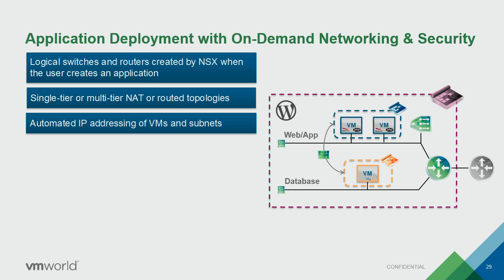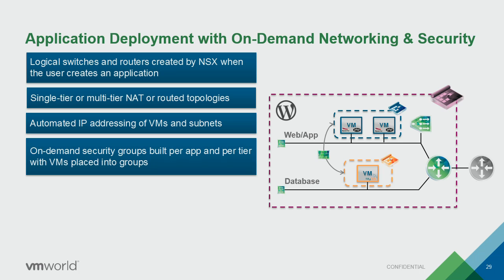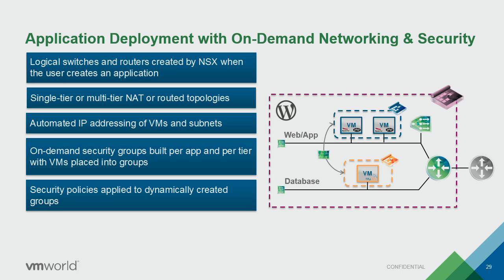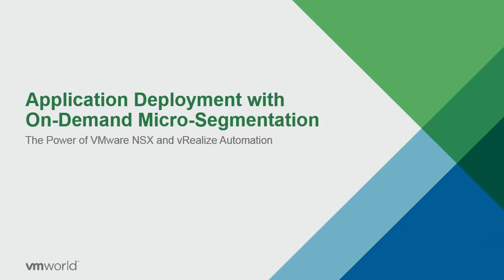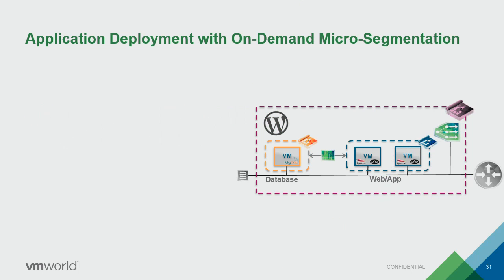Then we're going to do the IP addressing, assign the IPs to the VMs, do the on-demand security groups. So I specified, hey, for database, I've got these security policies that I need to apply, build that group, apply the policies, add the VM to that group, and NSX manages that. And then also the load balancer here, and spinning up that logical load balancer. It's going to load balance that app tier, or the web tier for you there.